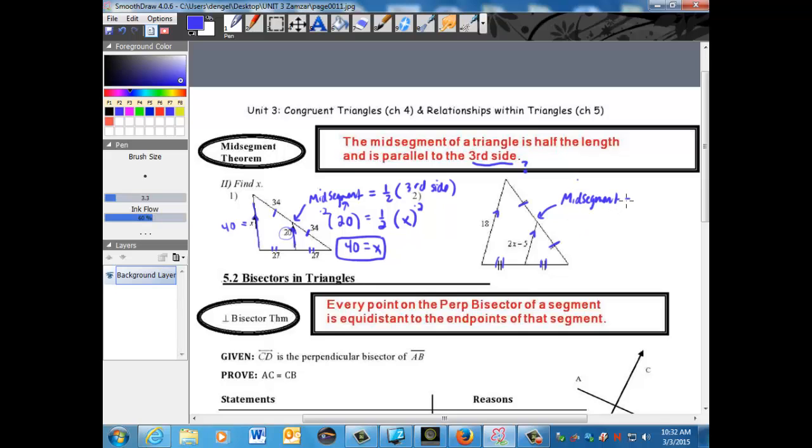So we're going to take our mid-segment. It's going to equal half of our third side. In this problem, let's substitute 2x minus 5 equals 1/2, and then our third side is 18. 2x minus 5 is equal to 9. 2x equals 14. X equals 7. Last thing that we might want to do is plug in 7. We get 14, and 14 minus 5 would be 9.